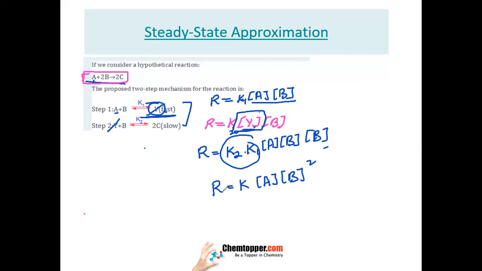We are good with this? This is the rate law, which is actually a combination of these two. Why? Because the rate determining step has Y as the intermediate, and we cannot use Y because Y is not the reactant. So I have to replace Y from the reaction which is giving me Y. So when I replaced it, I'm getting this rate law. This is called steady state approximation, how to overcome the intermediates from the rate law. Okay, now let's try to understand in depth.